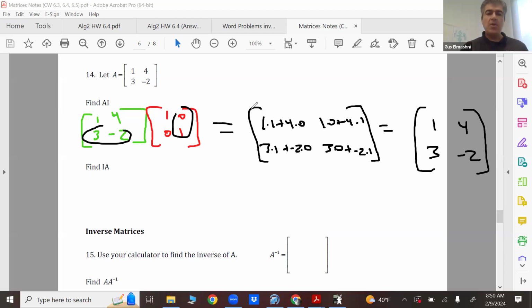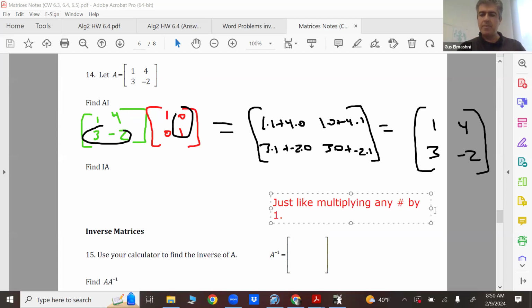Was this identity preserved? Absolutely. So this is just like multiplying any number by 1, right? Like what if I did 2.76 times 1? What do you get? 2.76, right? It's the same thing. In fact, that's called an identity property.